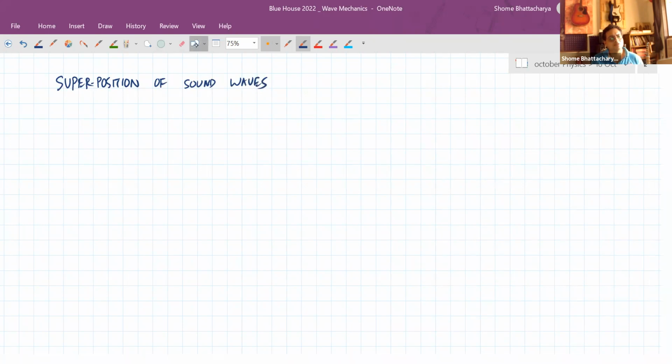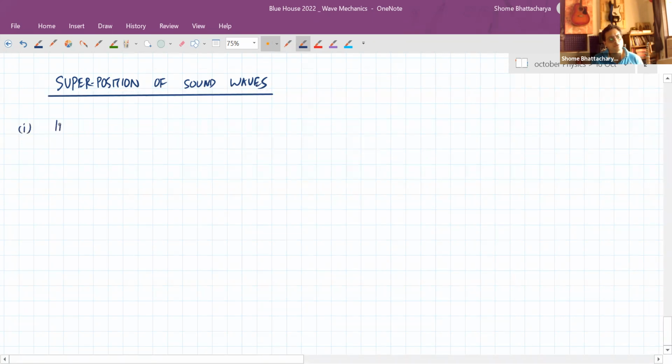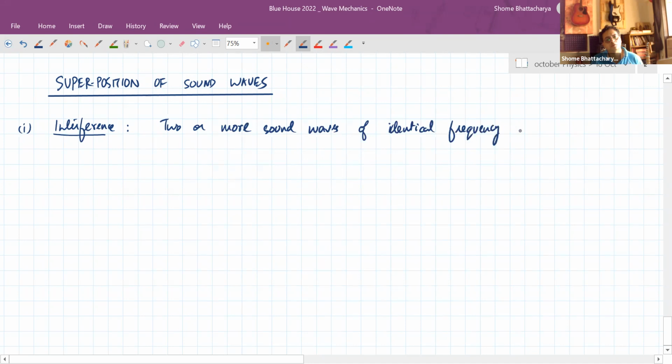The concept for interference is the same, but the exact application is slightly different because you're talking about pressure waves and not waves along a string. The first category of superposition for us is called interference. Here the definition of interference actually becomes simpler than what it was for transverse waves. It becomes that two or more sound waves of identical frequency will superimpose to create interference. That's it. It need not be traveling in the same direction.